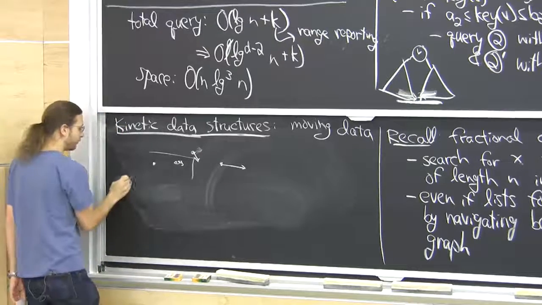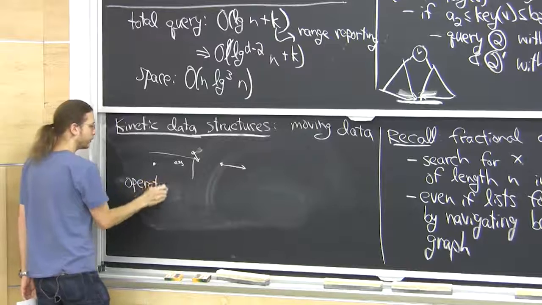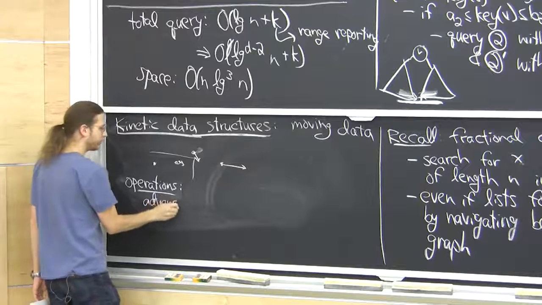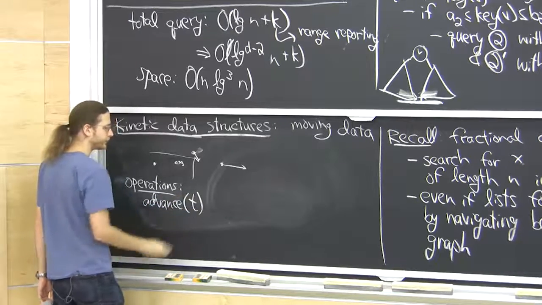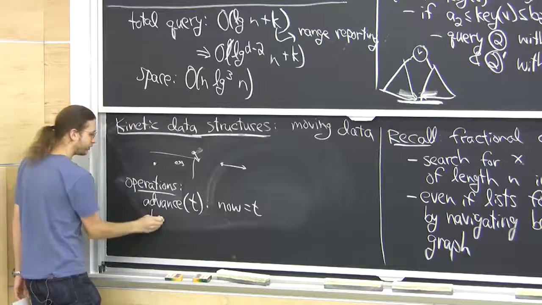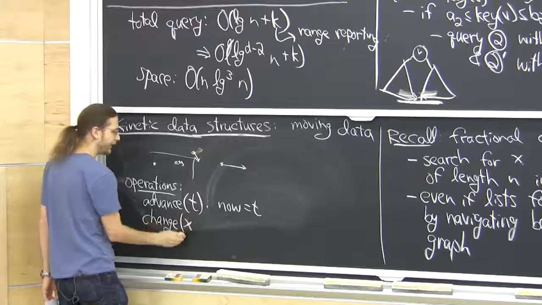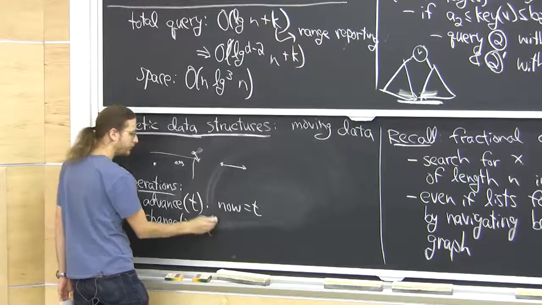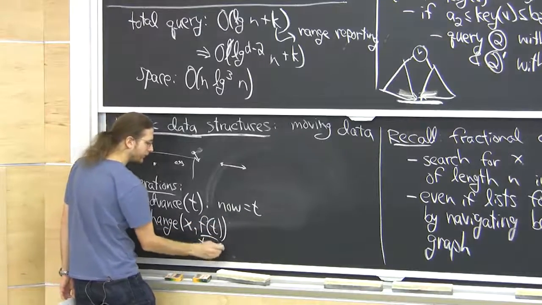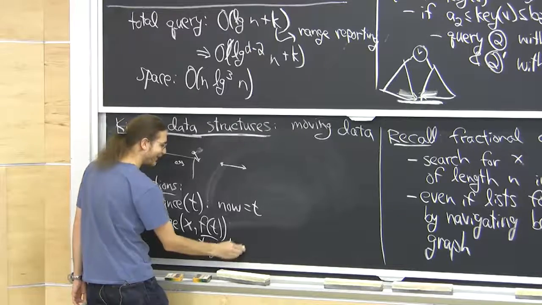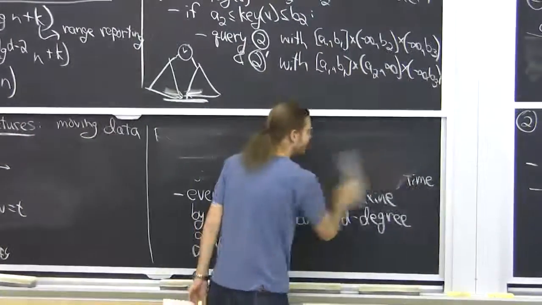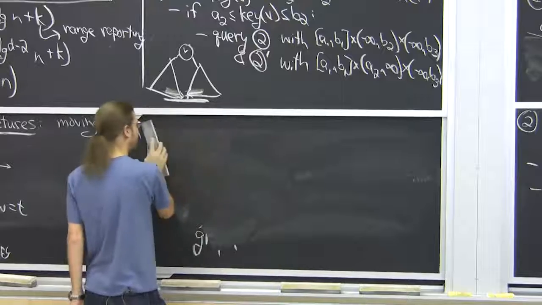Okay, so the operations are: advance to time t, so this is like setting now equal to t, and change a point x to have some new f of t trajectory. Arbitrary trajectories, not quite. I'm going to restrict what those trajectories are, but that is the remaining question. What kind of f of t's do we allow?